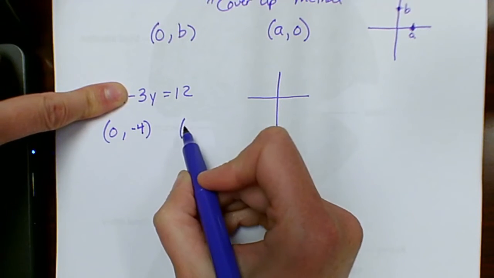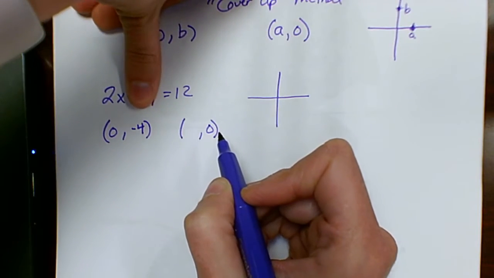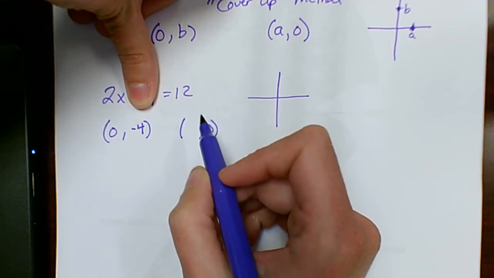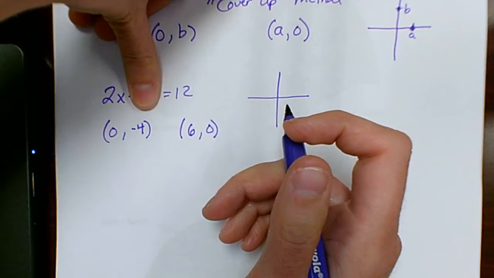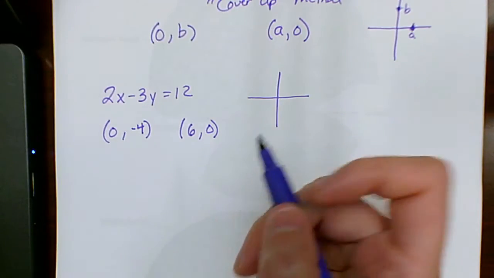For the x-axis, we are going to plug in 0 for y. So negative 3 times 0 is 0. Solve for the remaining equation and we get 6. So that is how we can use the cover-up method to solve for our x and y.